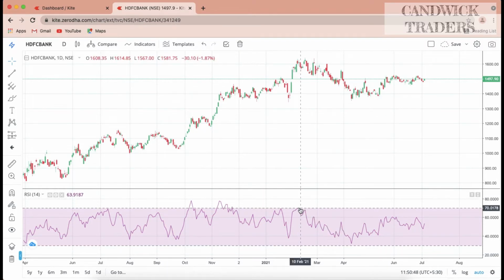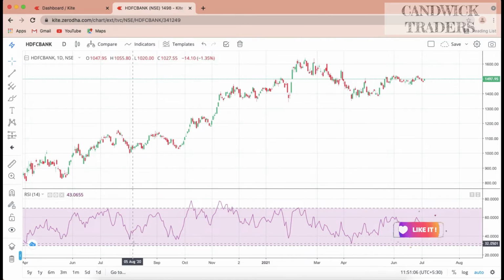So whenever the RSI reaches 70, it will definitely correct. It's not a certain rule, but most of the time, if you see here, it will correct right from 70 levels, and if you see at the same 30 levels or 20 levels, it will bounce back because buyers will feel that it's available at a cheaper price.